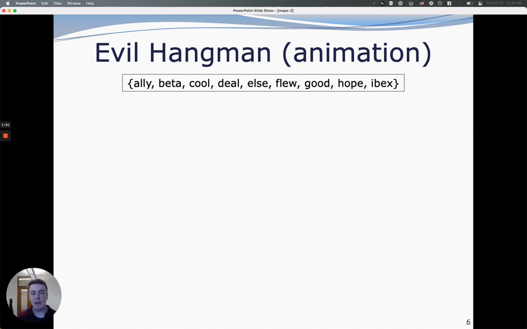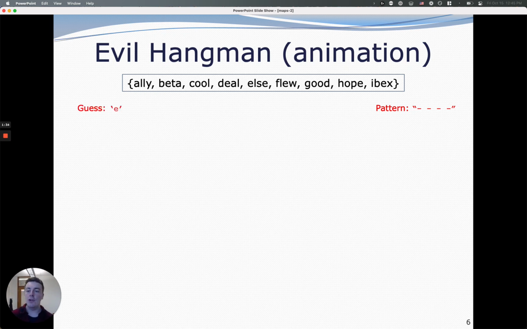So consider we're playing the game of Hangman with a dictionary of words: ally, beta, cool, deal, else, flu, good, hope, ebex. These are the only words in the dictionary that the computer could consider. And so it starts by considering all of them. Since we're going to be considering words of length 4 here, it starts off at the beginning of the game with a pattern of just 4 dashes. We use a dash as a placeholder for a character that has not yet been guessed. So far no characters have been confirmed as being correct, and so they're all dashes.